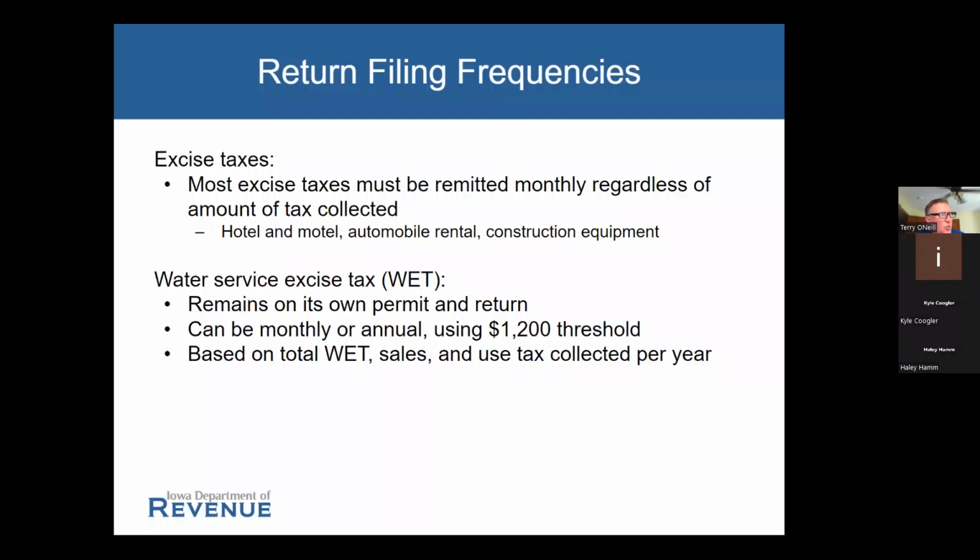If anybody's familiar with the water service excise tax, which we call WET, this is its own tax permit, its own type of return, and you can be either monthly or annual for that. Again, we use that $1,200 threshold. If that's the amount of tax that's being collected, we look at, are you above the $1,200 threshold? Then you should be filing on a monthly basis. If you're below, you should be filing on an annual basis. Again, this is based on the total WET, sales and use tax collected per year. That's going to determine your threshold for your filing frequency.